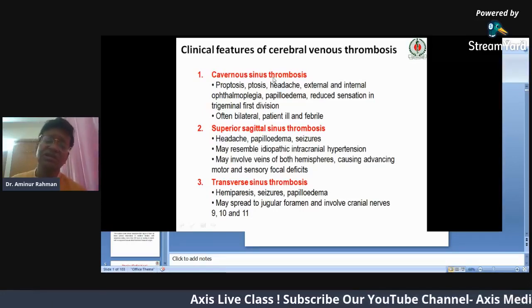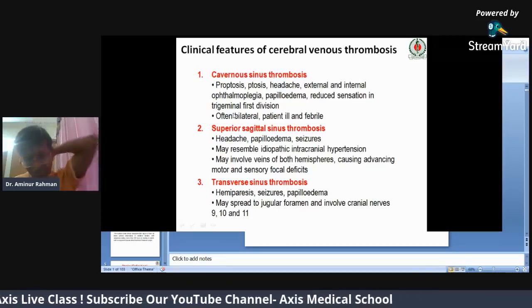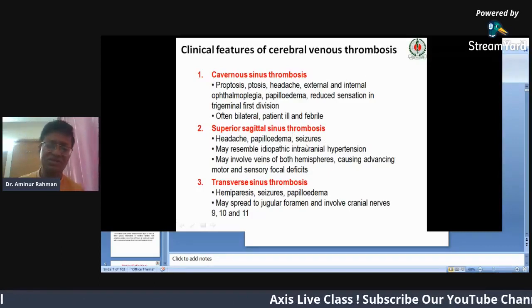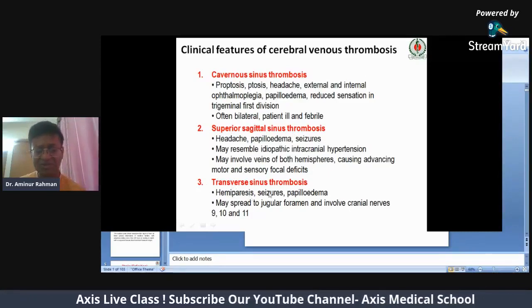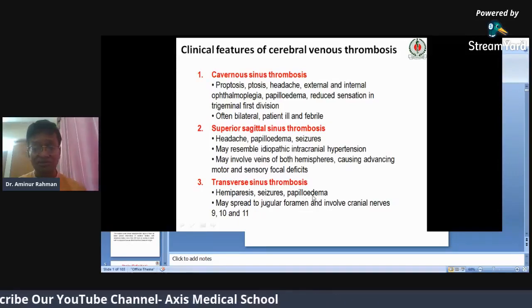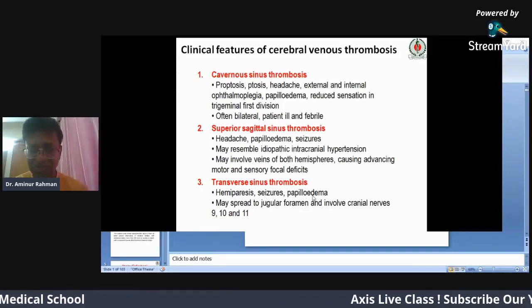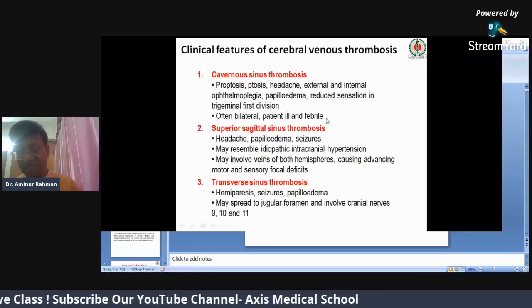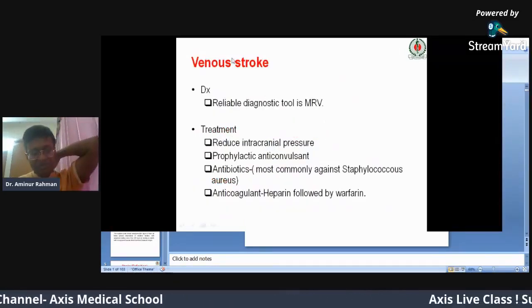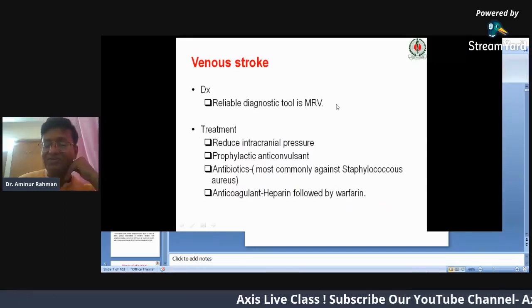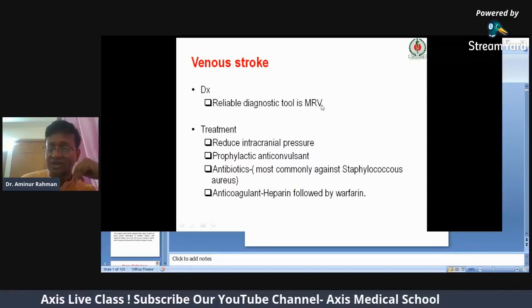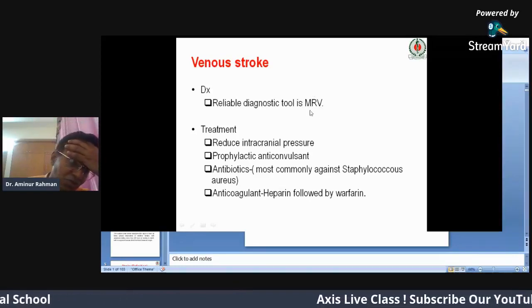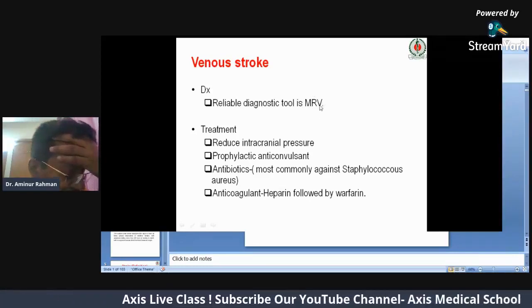Clinical features according to the site of vein involvement: in cavernous sinus thrombosis, proptosis, ptosis, and headache are important. In superior sagittal sinus thrombosis, headache, papilledema, and seizure are common. In transverse sinus thrombosis, hemiparesis, seizure, and papilledema are common. So in all venous sinus thrombosis, if you examine, you will find headache, vomiting, and papilledema. And how can you diagnose it? The reliable diagnostic tool is MRV, magnetic resonance venography. This is MRV. If you diagnose venous thrombosis, this is the magnetic resonance venography.